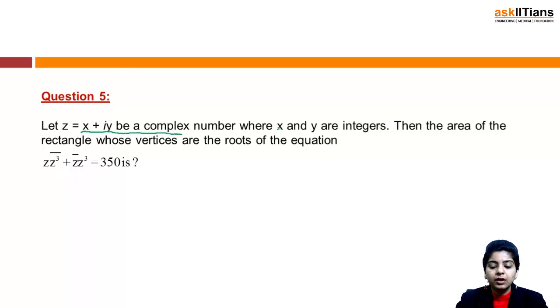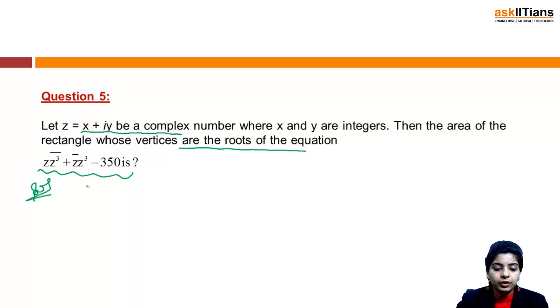So the next question that we have is: let z = x + iy be a complex number where x and y are integers. Then the area of the rectangle whose vertices are the roots of the equation z bar cube plus z bar z cube equal to 350 is, okay. So first of all, I take the given equation, z bar cube plus z bar z cube is equal to 350. This is what is given.